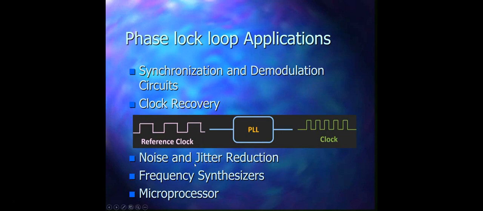Third is noise and jitter reduction. Fourth is frequency synthesizers, and it can also be used in tone generation. In this, it is possible to generate an output frequency in terms of the input frequency. We will see that later on in this lecture. And these are also used in microprocessors, so you can use a clock multiplier and clock distributor.